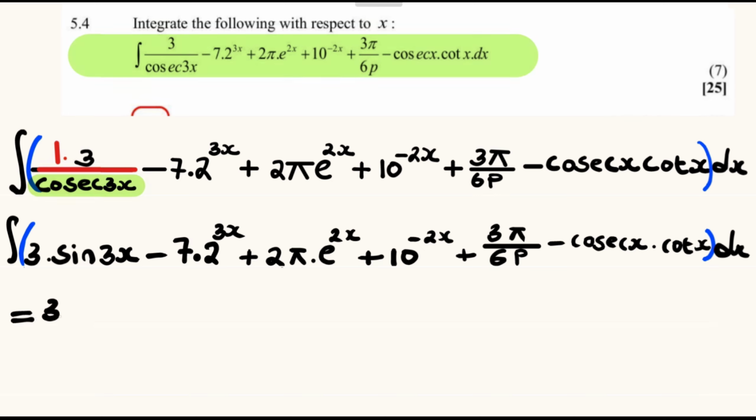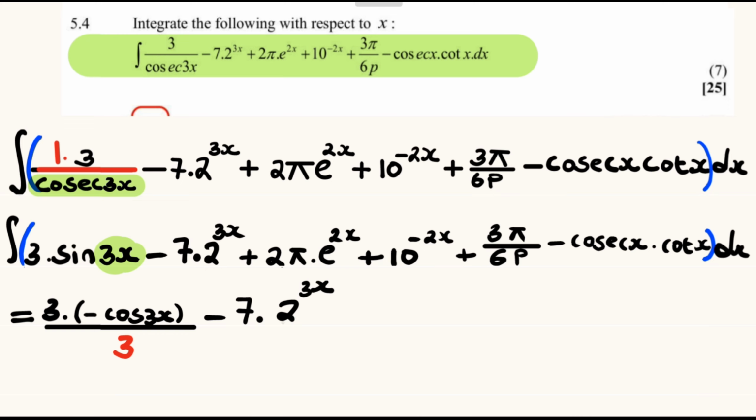This will be equal to 3 multiplied by the integral of sin 3x, which will be equal to negative cos 3x. Remember, when we differentiate, we multiply by the derivative of that 3x. Now we integrate. The derivative of the 3x is 3. We divide. Minus the 7, which is just a constant, multiplied by the integral of 2 to the power 3x, which will be just 2 to the power 3x.